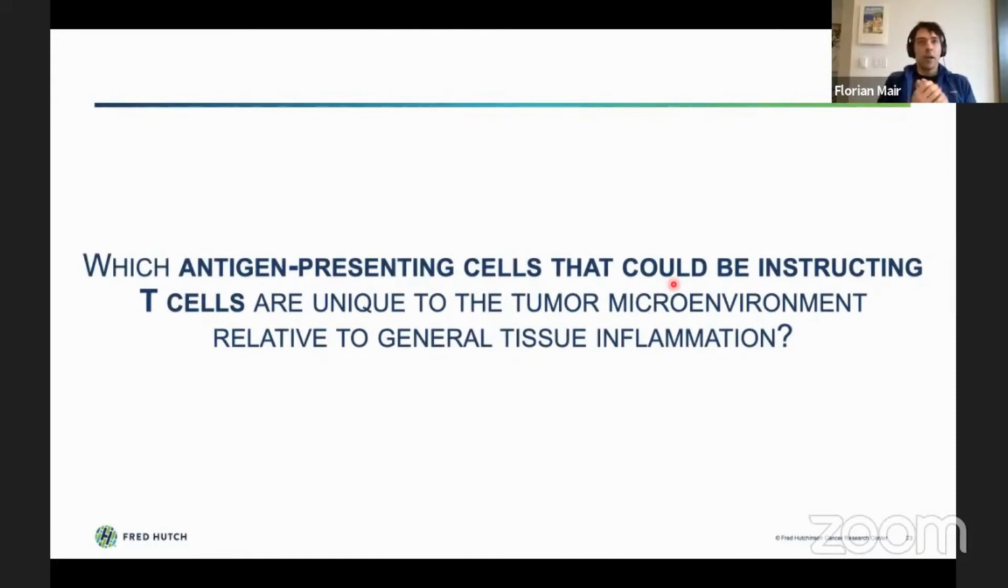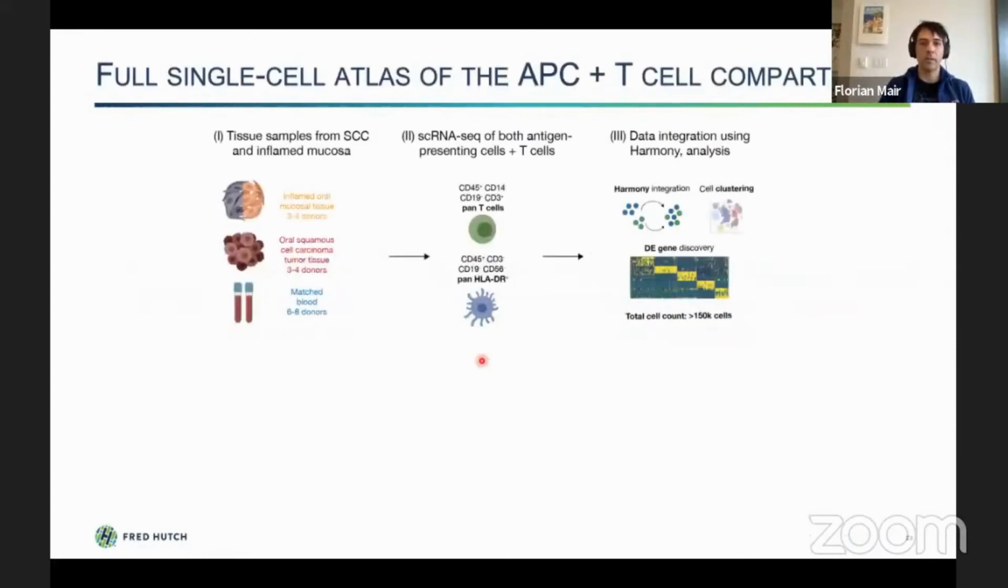In the beginning, if you remember, I was pointing out that in the end, we are interested in how the crosstalk between APCs and T cells regulates local T cell function. And so we were asking the question, which antigen-presenting cells could potentially be instructing those T cells, and which of these APC subsets are unique to the tumor microenvironment relative to the general inflammatory microenvironment. The cytometry data didn't help us much here, and this is where our single-cell RNA-seq data comes in, and I just want to walk you for a moment through the experimental setup that we had here.